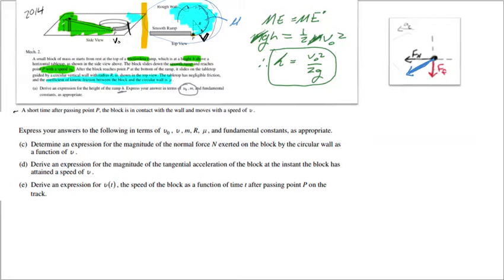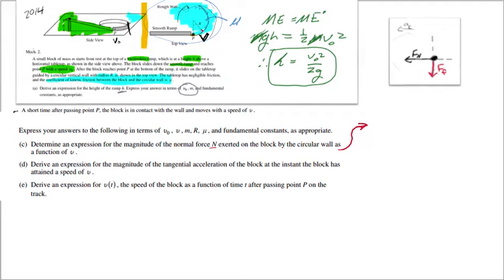Okay, this first one is deceptively simple. It is basically, and I brought this diagram over because it makes this make a little bit more sense. Well, another part of it. Anyway, this first part, C: determine an expression for the magnitude of the normal force, really not sure why they named it that, but whatever, exerted on the block by the circular wall as a function of v.